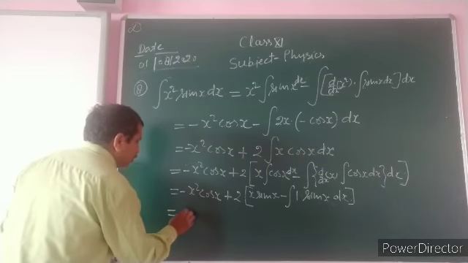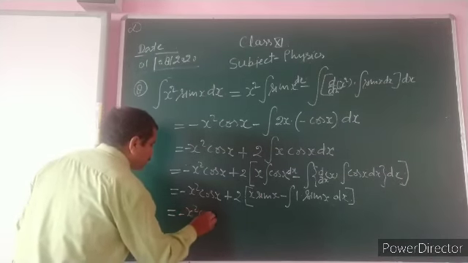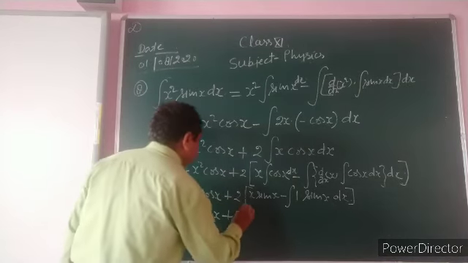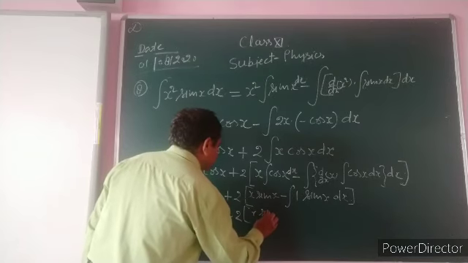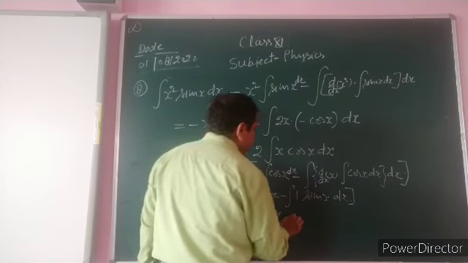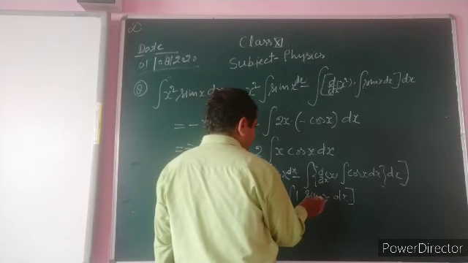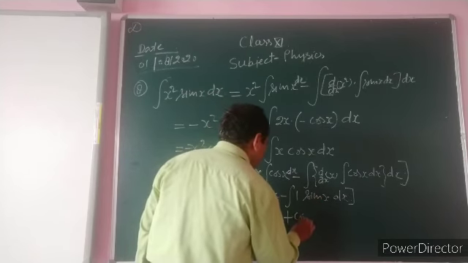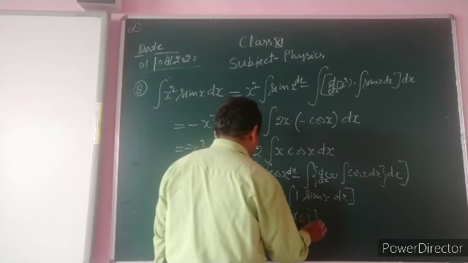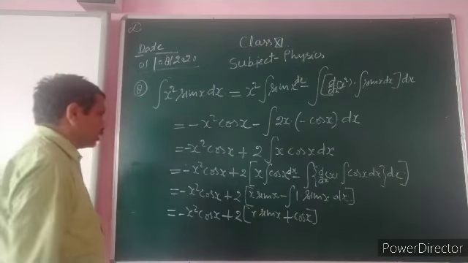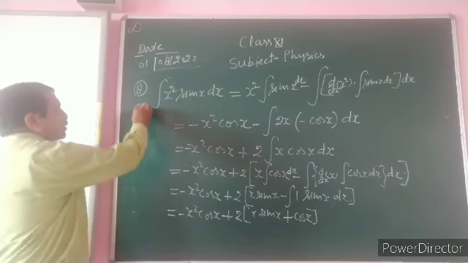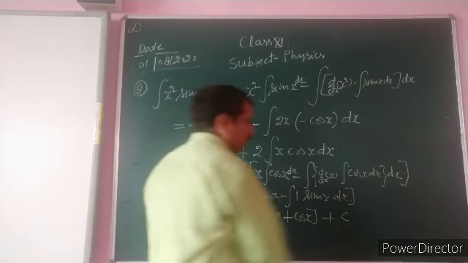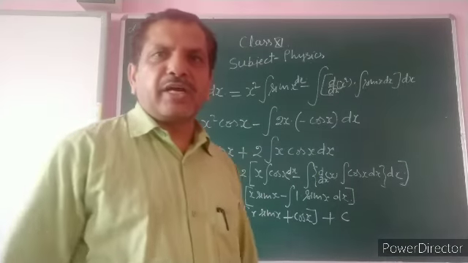Equals minus x square cos x plus 2 x sin x minus integral of sin x is minus cos x, so plus cos x. This is the answer of the given question. Plus c is integrating constant.